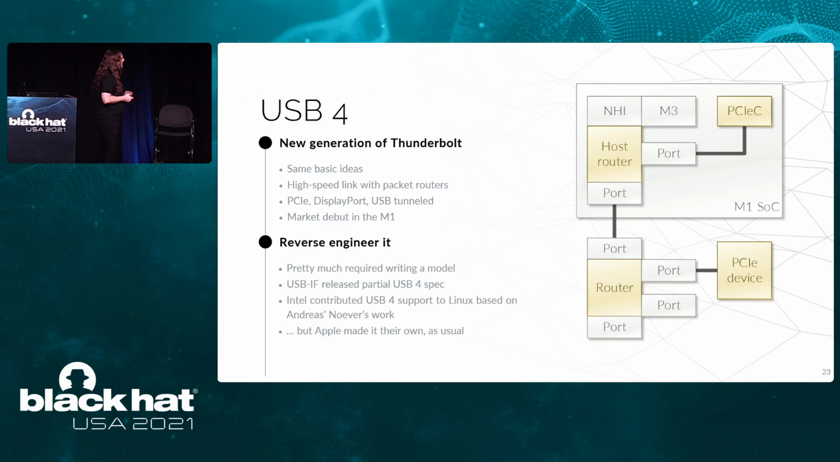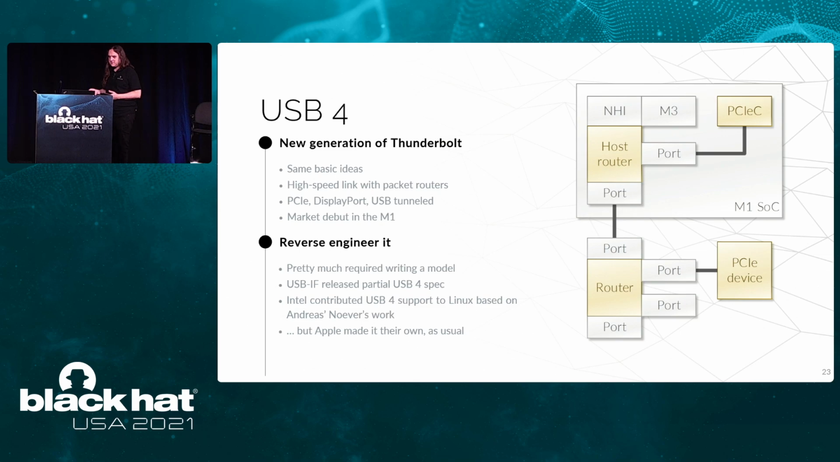The good news is that just a short time before our Linux on M1 port, the USB Implementers Forum released the first version of the USB 4 spec. So at least we didn't have to reverse engineer the higher level protocols. Intel has in fact contributed support for USB 4 to the Linux kernel, where there was some initial Thunderbolt work that actually went pretty far by Andreas Noever. But of course, you know, this is Apple, so it's not going to be completely compatible. It's not just a matter of loading the Intel driver.